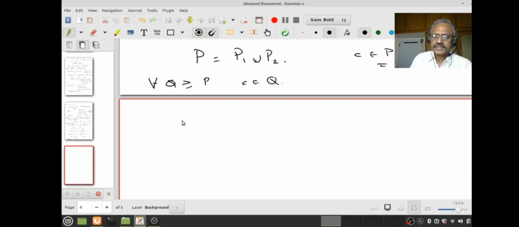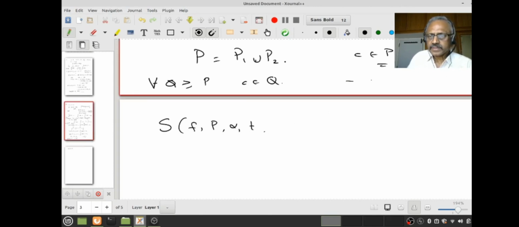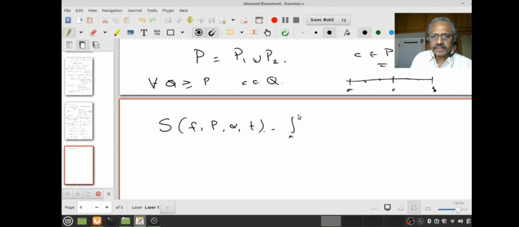I'm happy. Now what is the next question you should ask? Let's look at the Riemann sum of f with respect to P, alpha, T. This is my AB. Now take any kind of tags, minus the integral from A to C of f d alpha minus the integral from C to B of f d alpha. Again, Q is finer than P.